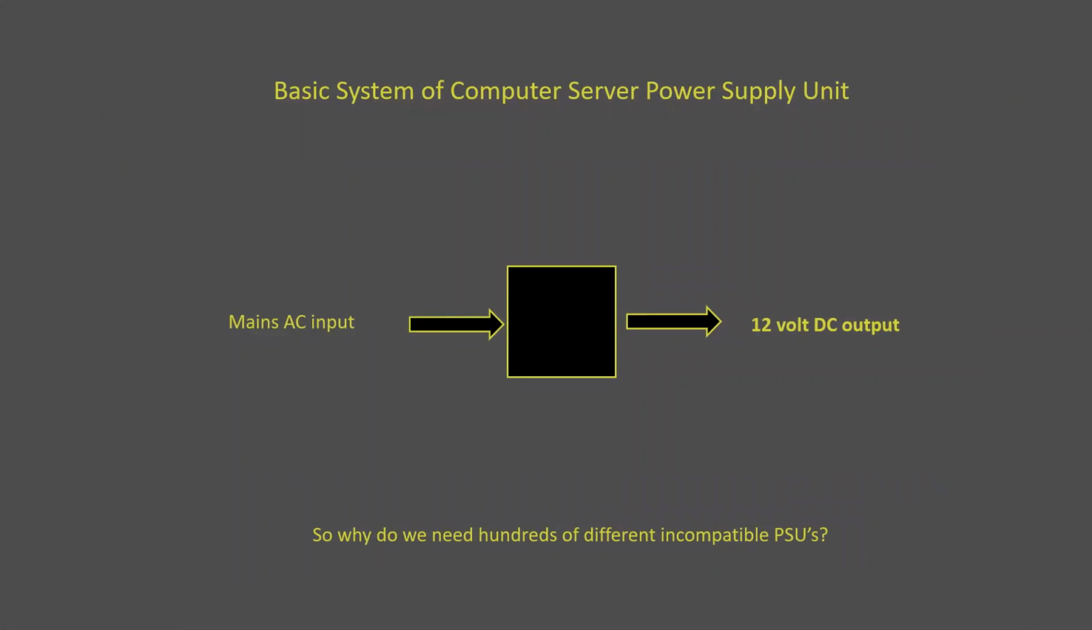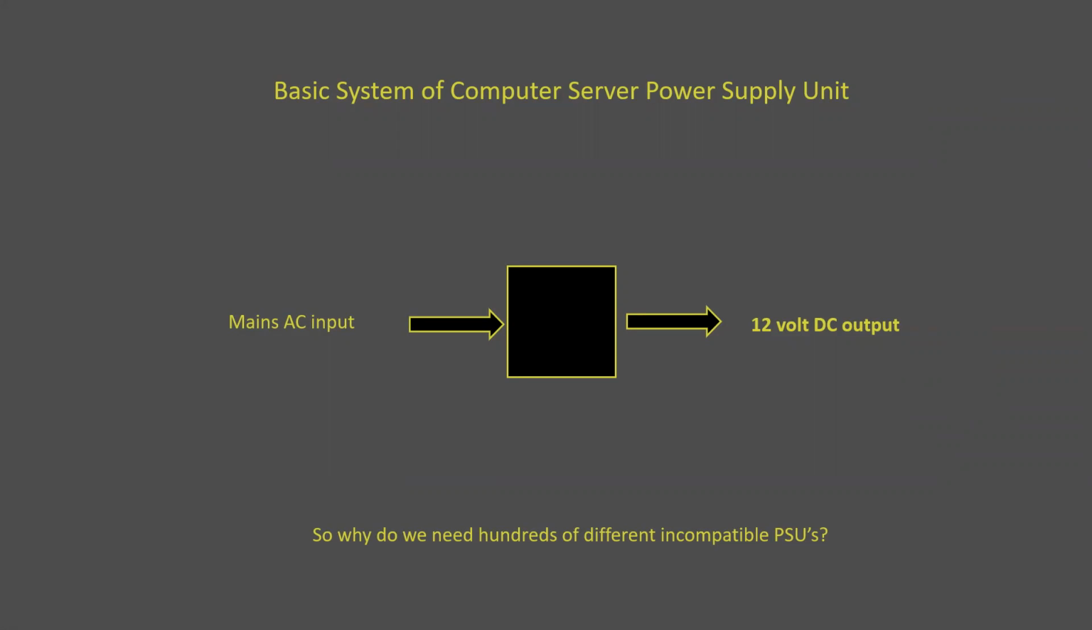Another thing I want to touch on, users driving open source tech hardware. They're trying to remove what's called gratuitous product differentiation. They're trying to simplify everything. And here we have a basic system of a computer server power supply unit. You see it as a black box in the middle. And fundamentally what it does, it takes mains AC inputs, alternating current inputs, and it gives you a 12-volt direct current output. Fundamentally, that's what it does.